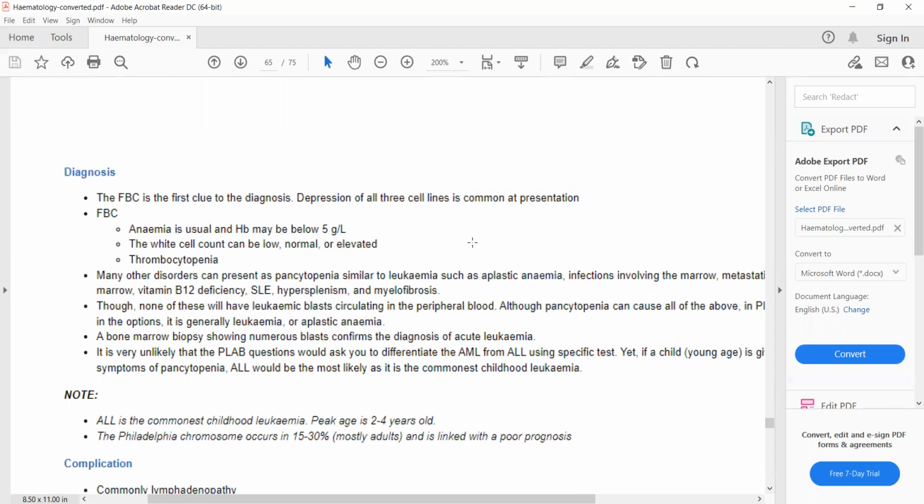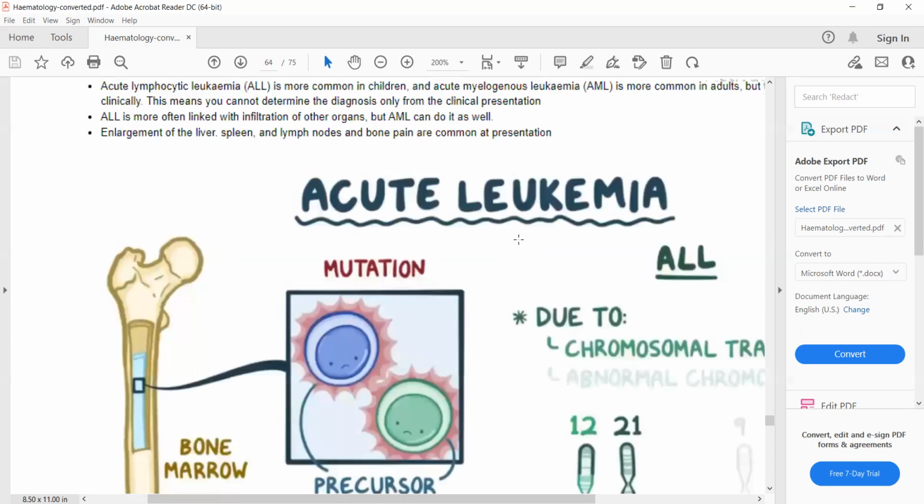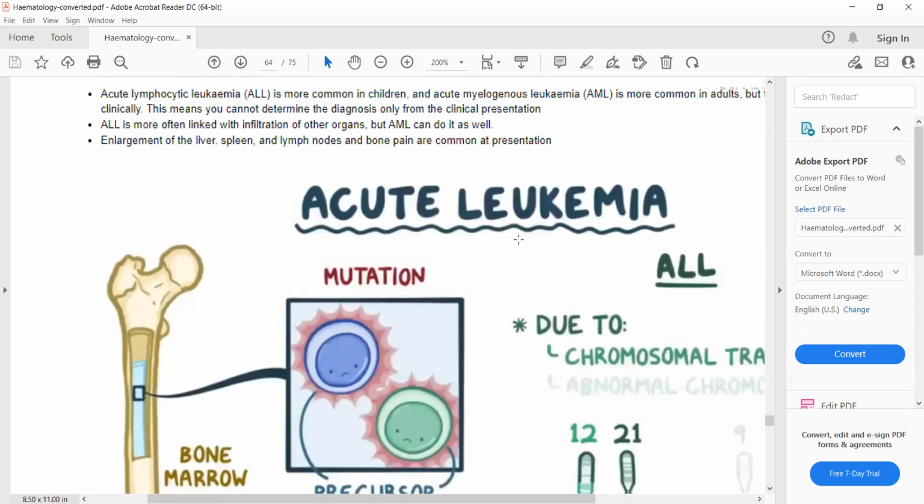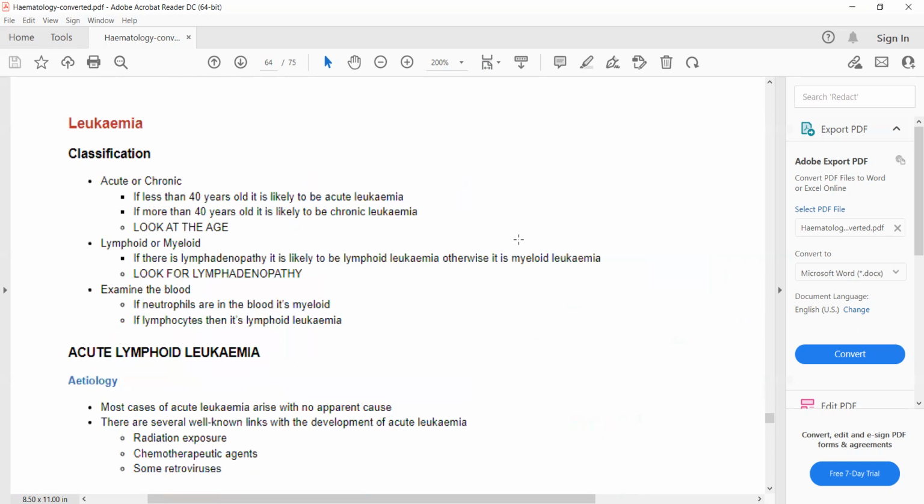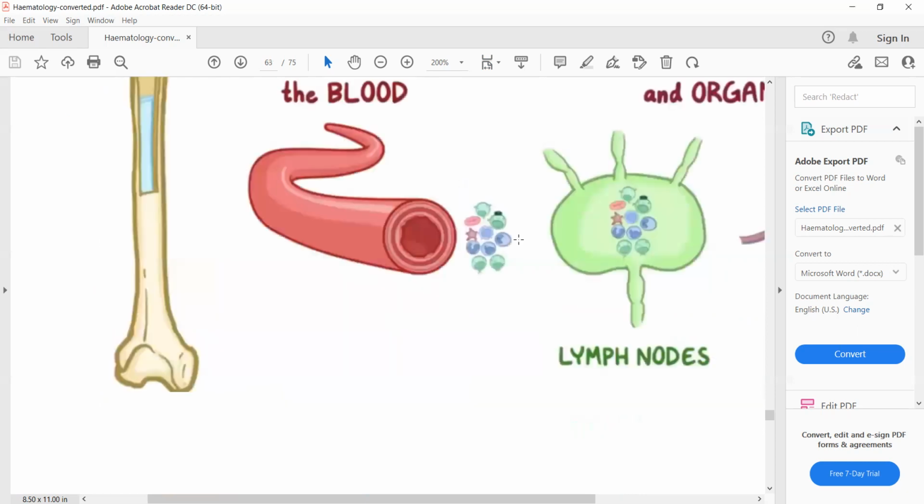Sorry, can I just ask one question? Yes. I just wanted to ask, this ALL and AML, are they both the same, but the name is different in children and adults? They are not the same. Let me show you the diagram again.